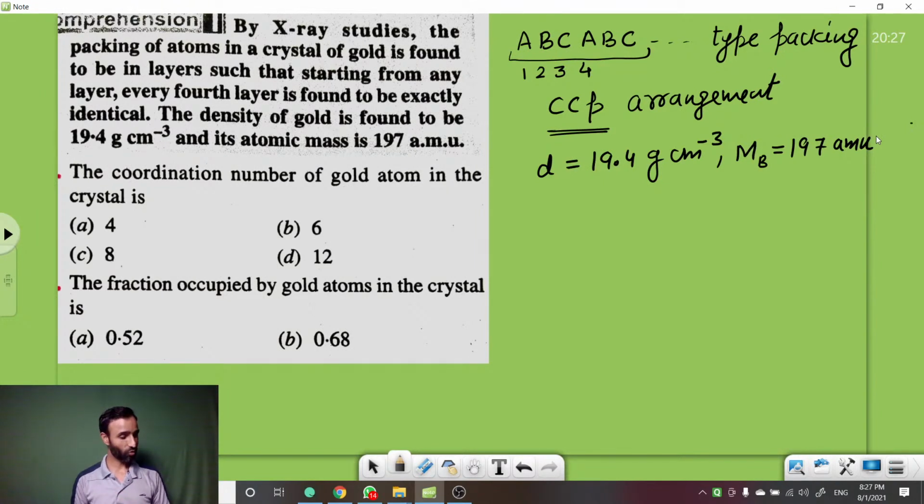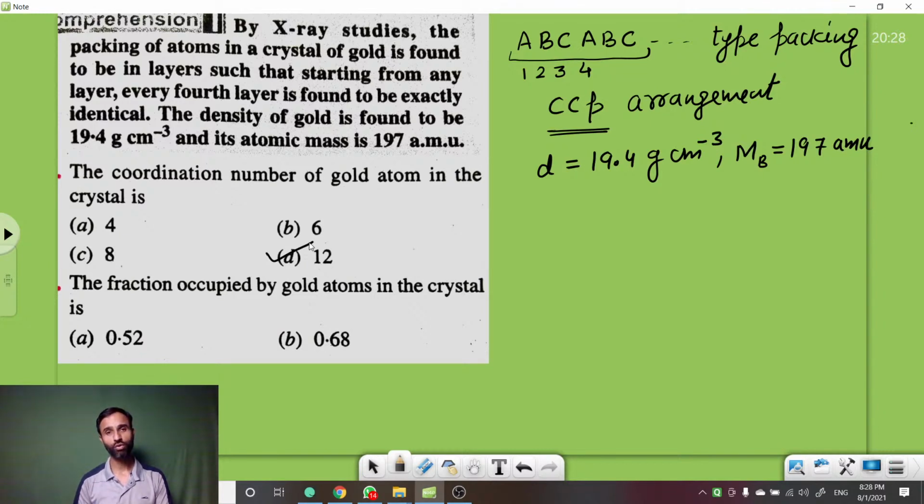So tell me, what is the coordination number? Yes, beta, this is a question for you. What is the coordination number? Yes, beta, you are right. It is 12. Coordination number is 12.